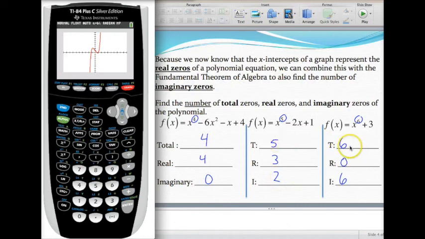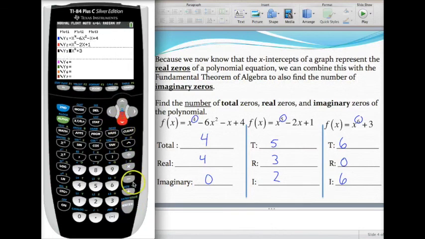Okay. Finally, we have this last polynomial to look at. We know it's got 6 total zeros. Oops, let me turn off that one and turn on the one we want. So we know it has 6 total. The only way to test for how many are real is to look at the graph itself. So I want to look for x-intercepts, and this time, oh, I don't see any. There are no x-intercepts on this graph, meaning all 6 of them must be imaginary.